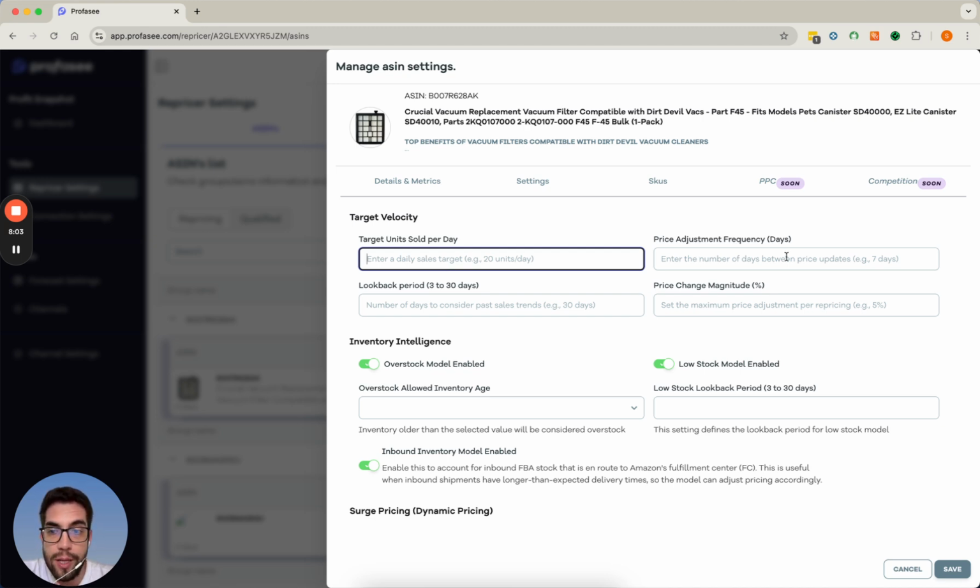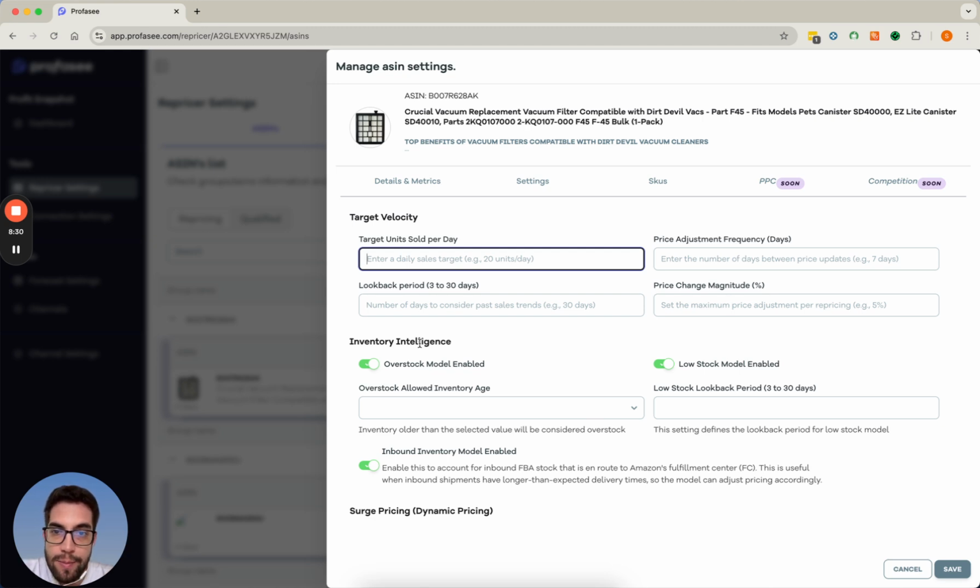This is how frequent the price adjustment is going to be, right? By default, we have it at 3 days, but it can be 7 days as well. So basically, the model will adjust prices and move around every 3 days. The look back period is the number of days that it will consider to take a look at the past sales trends to get the new price. And then this is basically the fluctuation that it's going to have. It can be 5%, so that's how big the price movement is going to be.